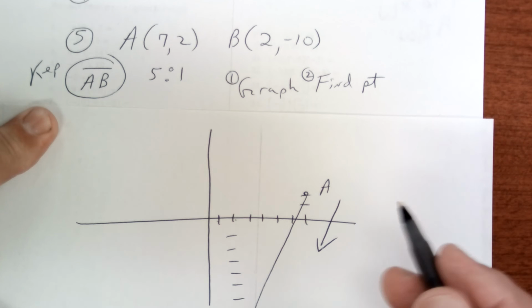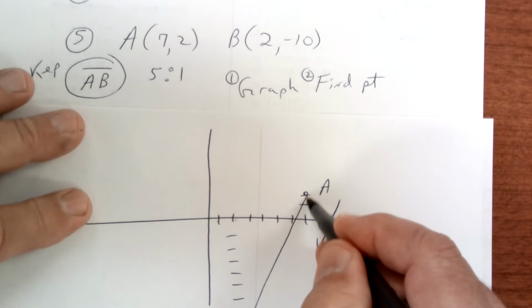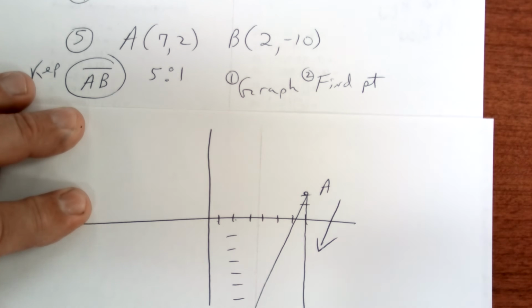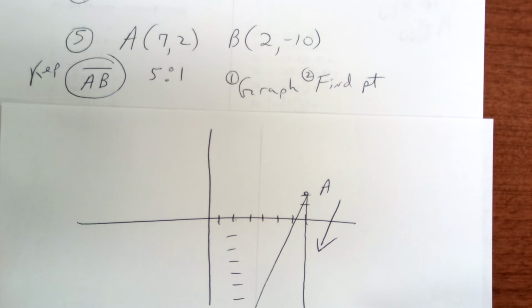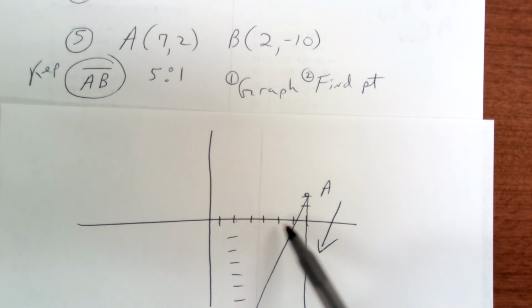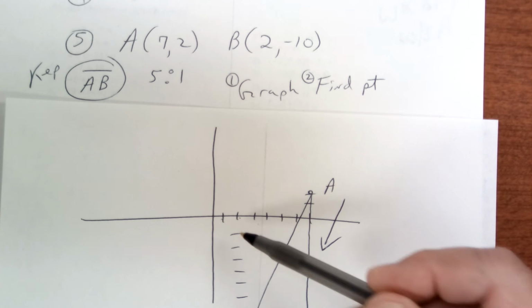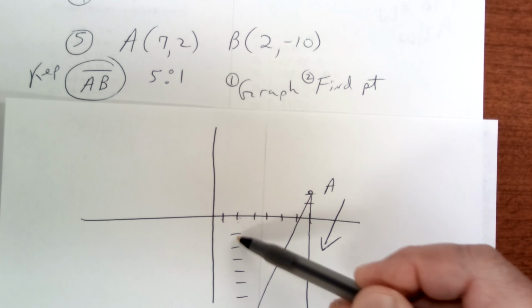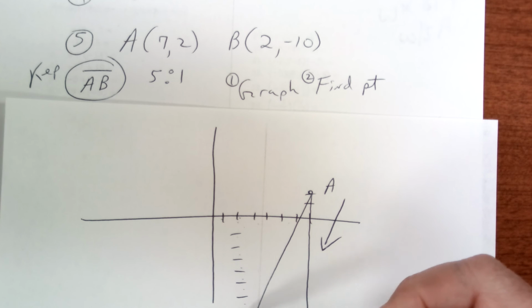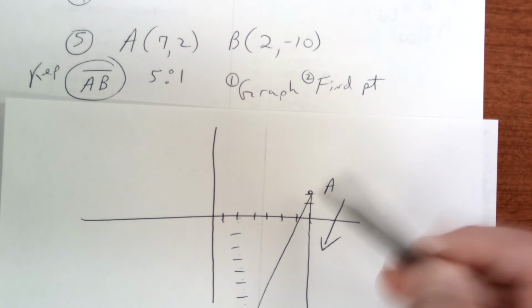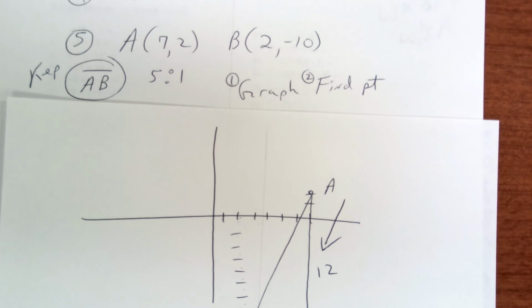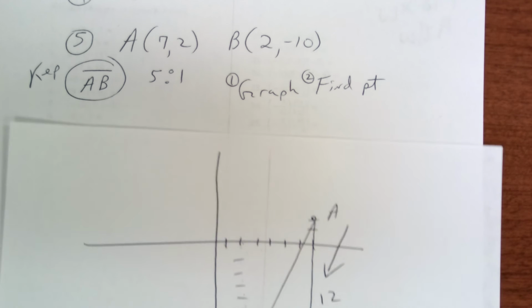Make a right triangle, like that. Now count the distance from here to here. It looks like 1, 2, 3, 4, 5. It looks like 5 here. And then the distance from here to here is going to be 1, 2, 3, 4, 5, 6, 7, 8, 9, 10, 11, 12. So that looks like 12. Okay, the ratio is 5 to 1.